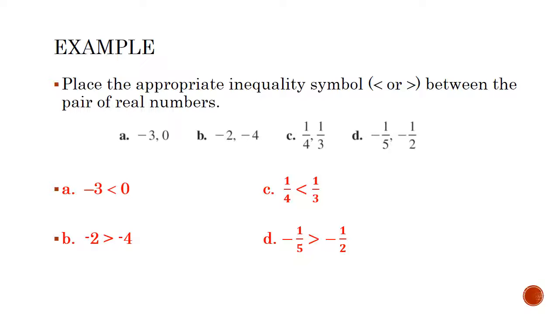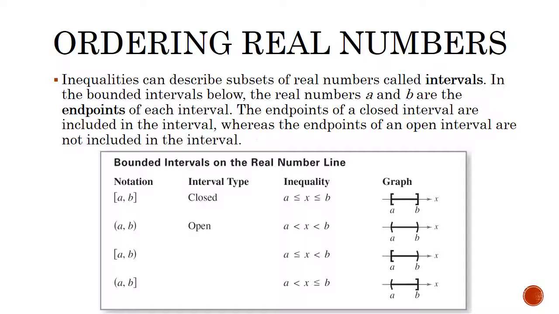And D, two things here. We have the negatives again, which is tricky because it's almost like it works backwards from the positives, and then you've got fractions. So again, I would change the fractions to decimals if you struggle with fractions, and I would picture them on the number line. -1/5 is greater than -1/2 because -1/2 is further to the left.